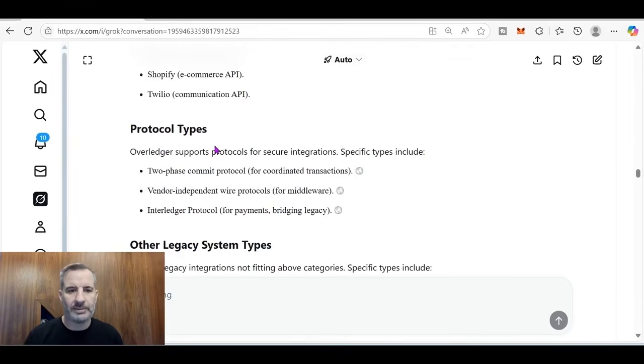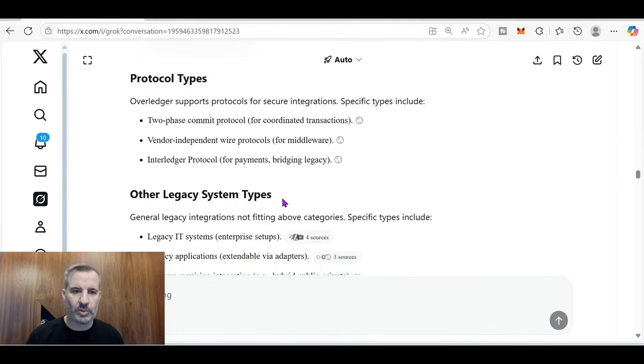So the protocol types, it also connects any type of protocols. So two-phase commit protocols, vendor-independent wire protocols for middleware, coordinated transactions, Interledger protocol, for example, which is what XRP Ledger is built on or uses, the Interledger protocol. It connects that as well.